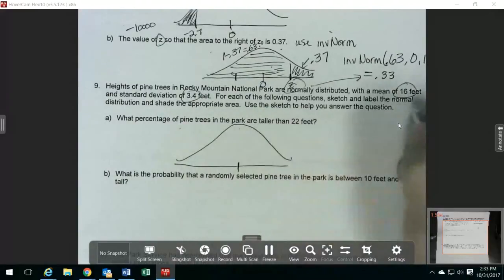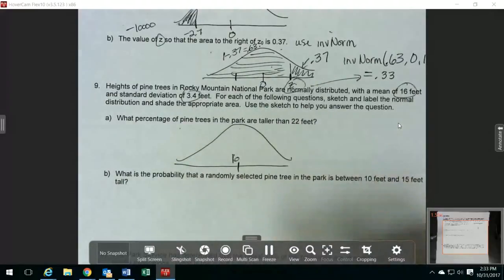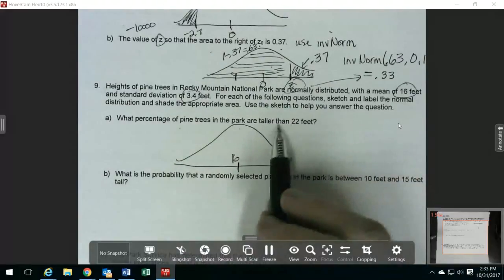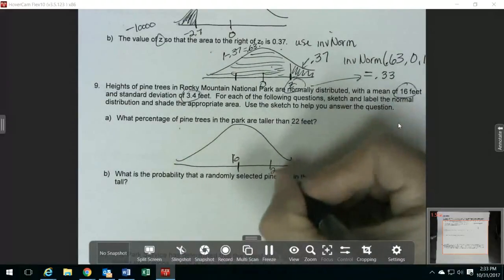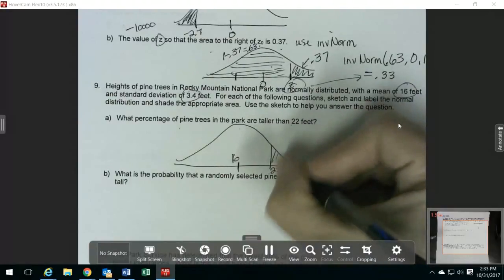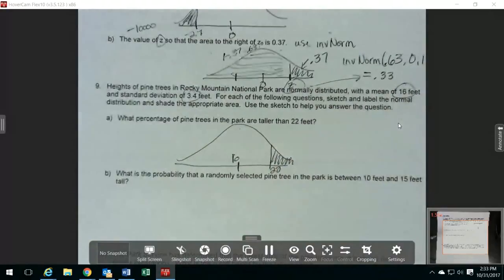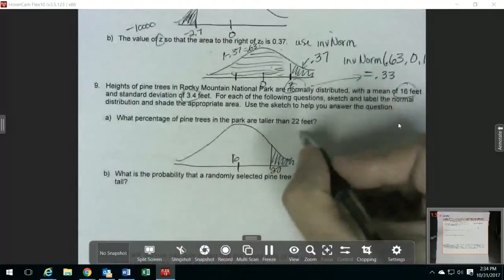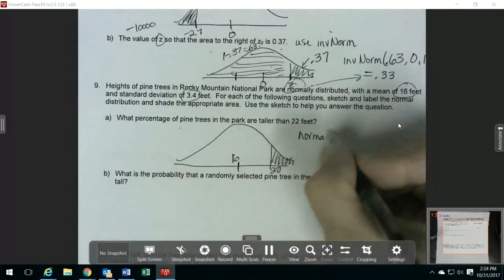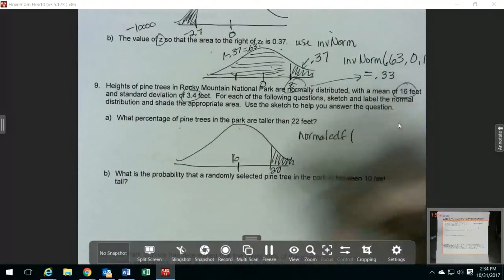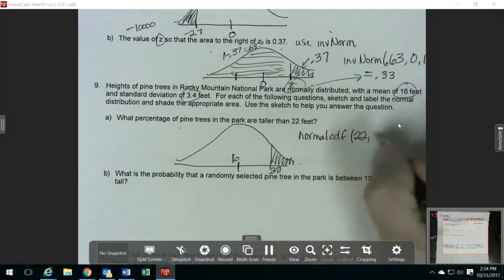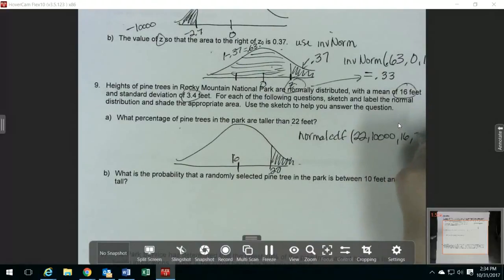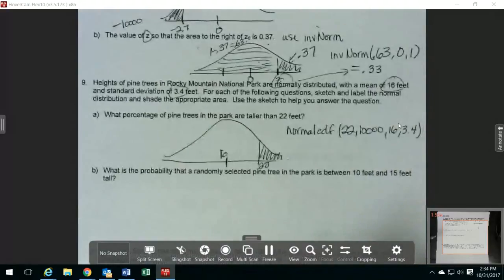So here's my picture. My mean is 16 right there. Taller than 22 means greater than 22, so I'm going to put my 22 over here, and that means I'm shading to the right. So I'm going to use my normal CDF. I'm going to put in 22 for my lower bound, a big positive number for my upper bound, and then the 16 for the mean and the 3.4 for the standard deviation.